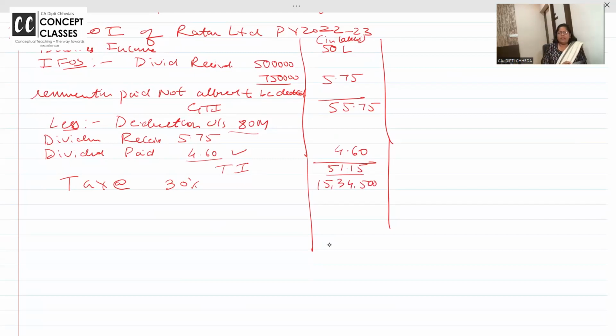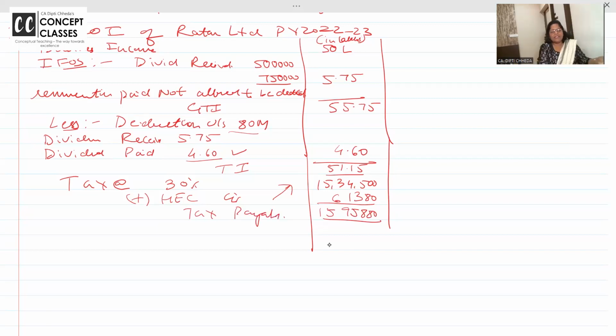Shall I take surcharge? This is a company. Surcharge will be above what amount? Quick answer from all of you. Surcharge is above what amount? 1 crore. So the income is only 51 lakhs, so no question of surcharge. Directly can I take health and education cess at 4%? Yes. 15,34,500 into 4% is 61,380. Plus 15,34,500, the tax paid is 15,95,880.